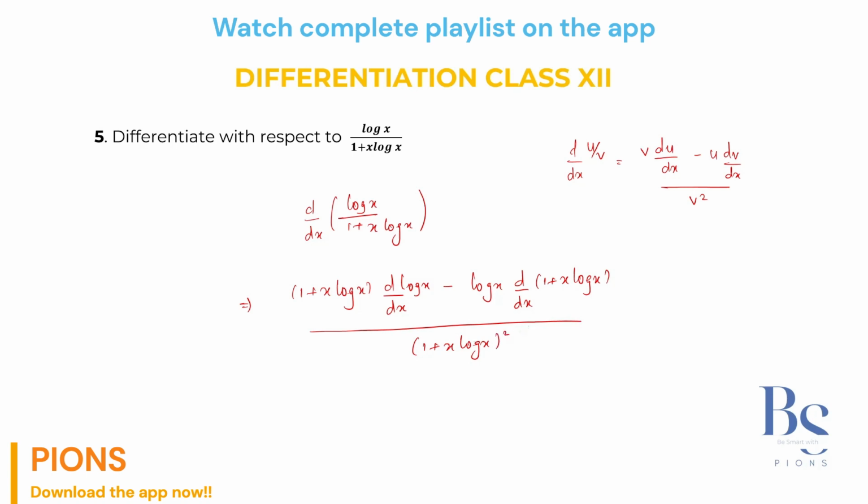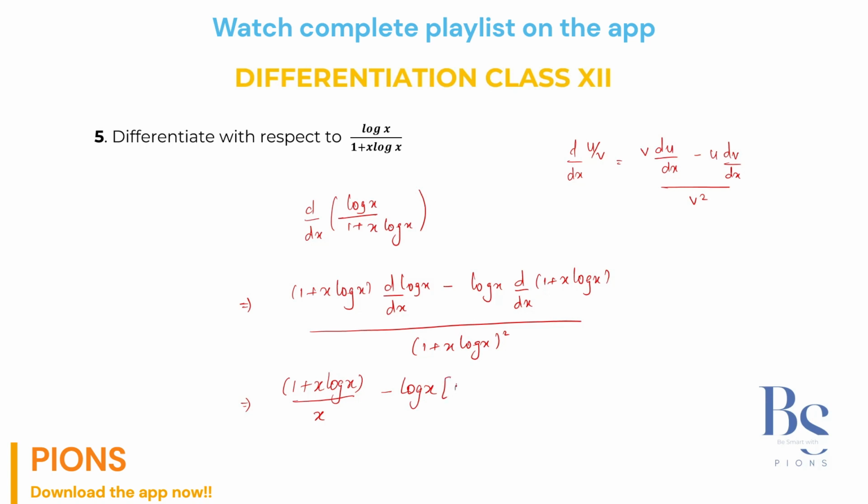Majority of people do what? They forget about this v square in the denominator. So you have to be very careful with this. Okay, great. Let's move ahead. So this will be 1 plus x log x as it is because no operation is done on this here. Derivative of log x is 1 by x. So I'm putting it below here only. Log x is 1 by x. So you can put it here. Minus log x as it is.